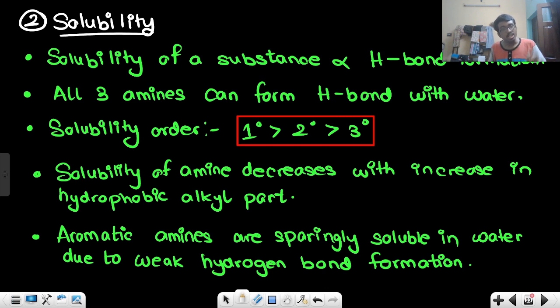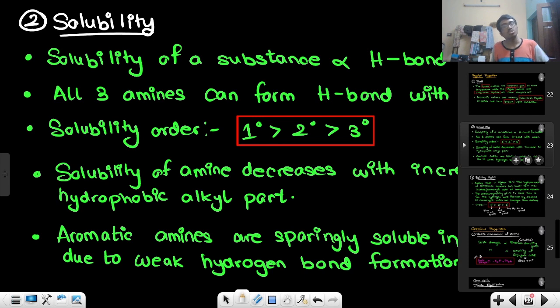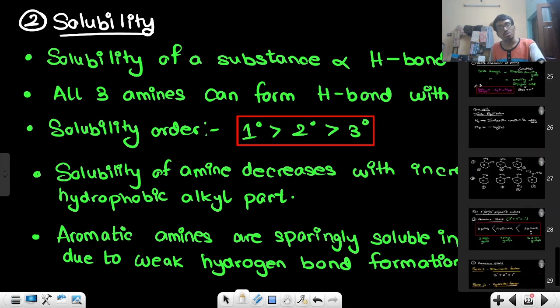Right? So 1 degree has the least number of alkyl groups. 2 degree has more number of alkyl groups. 3 degree has 3 alkyl groups, no hydrogen only. Understood? So this is the reason why it is going to form the hydrogen bonding in water.